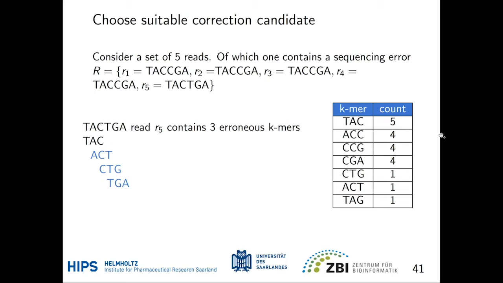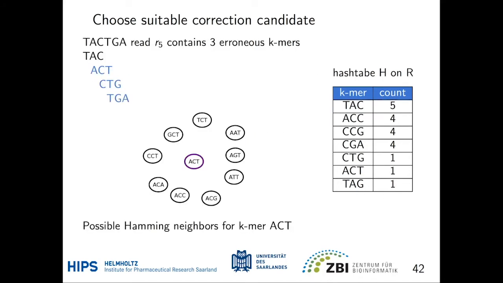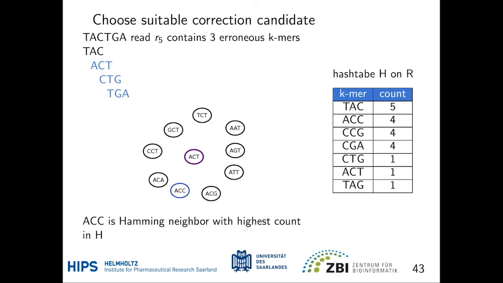We build this hash table from all the reads, and then we just register the count of all k-mers in all possible reads. And for these 3 erroneous reads, we have the count of 1. So these are our candidates that we will try to substitute with something better. For an erroneous k-mer, we generate all possible Hamming neighbors, and then we look up the counts of these Hamming neighbors in the hash table.